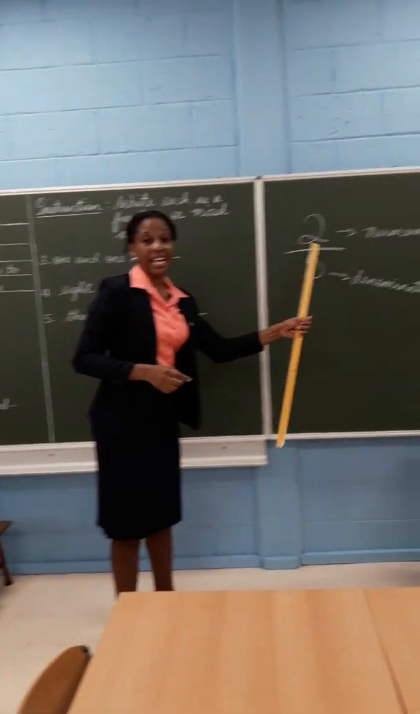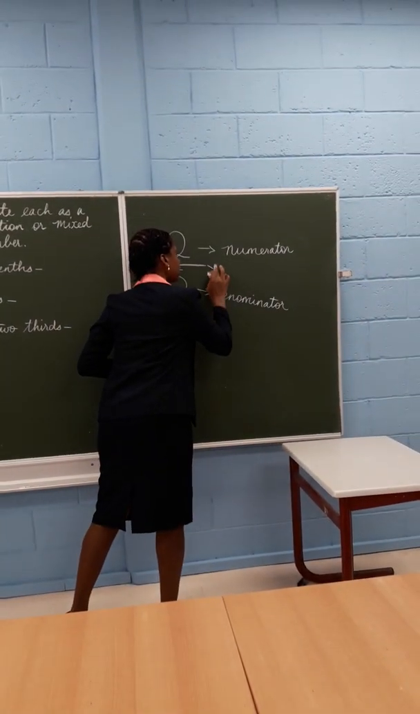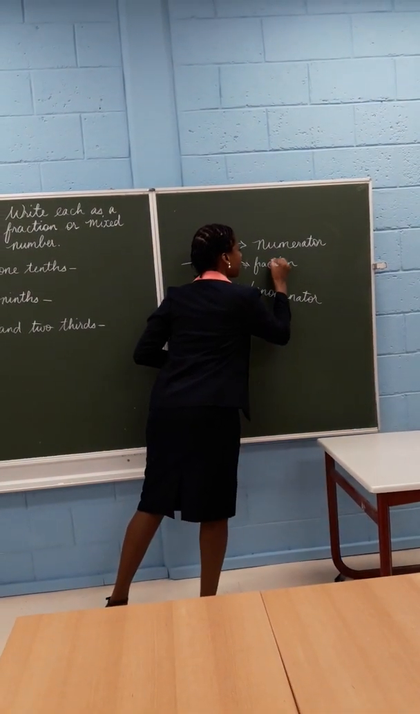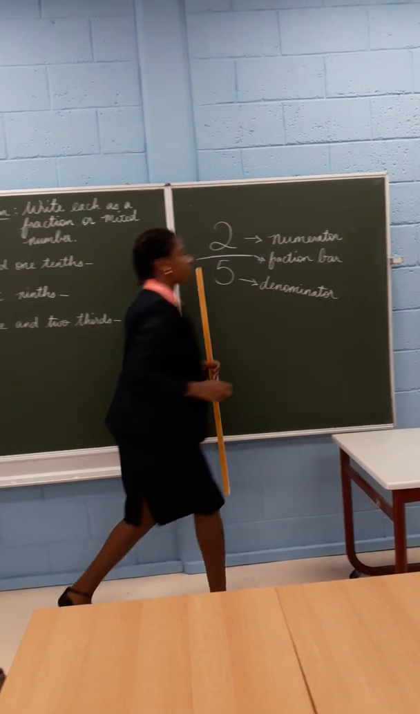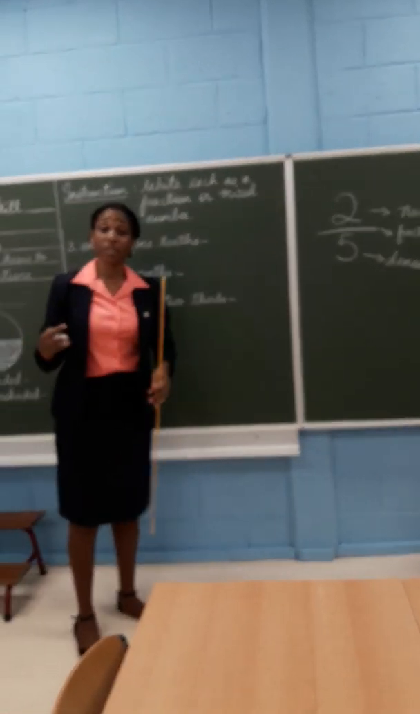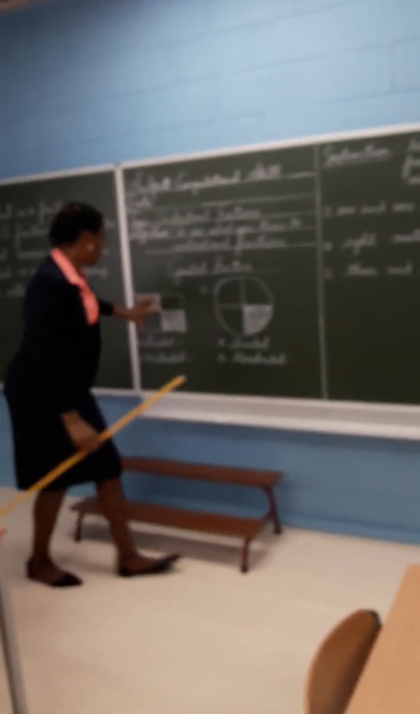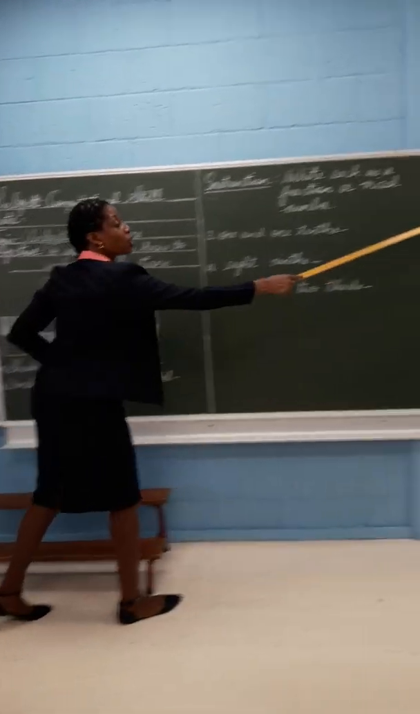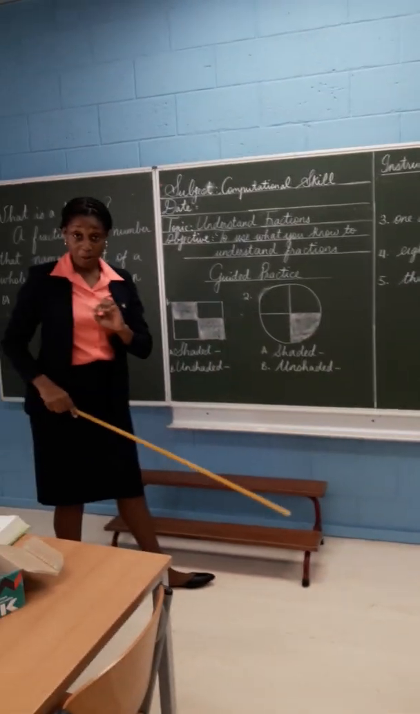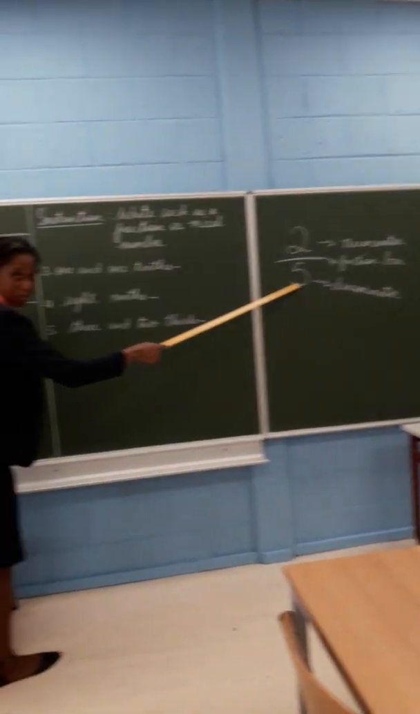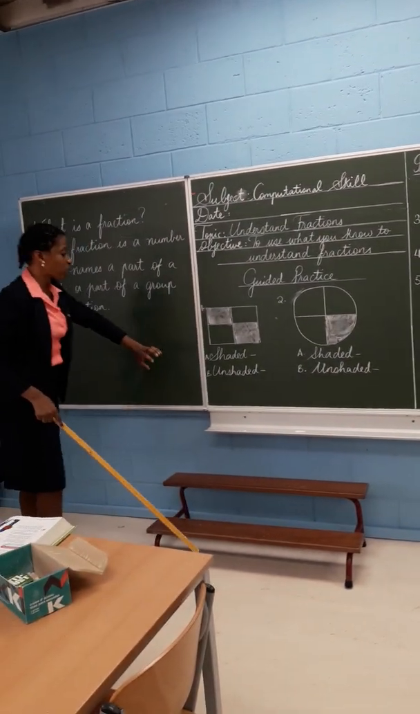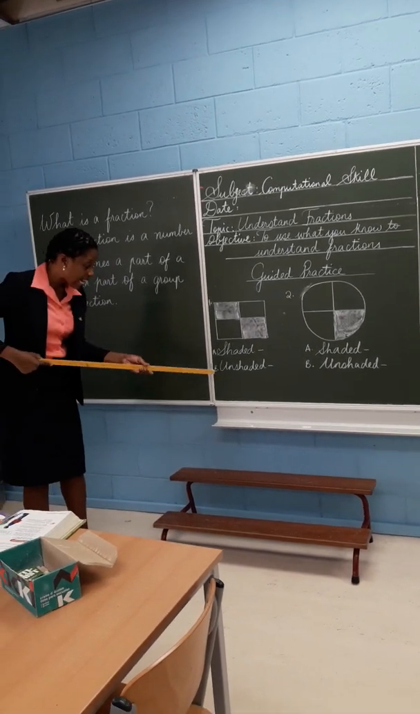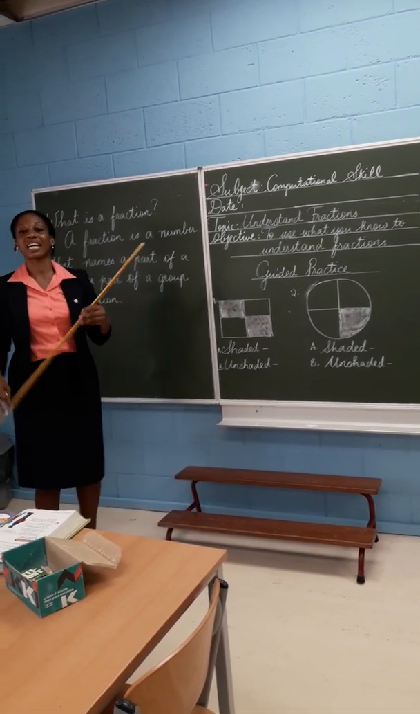And this line that is here is called the fraction bar. Fraction bar. So if I tell you to give me the shaded part for this, the shaded part is always the numerator. And the unshaded part is the denominator. Good. So here goes. We have the shaded and we have the unshaded. We have letter A, and letter B. This is number 1 of the guided practice.